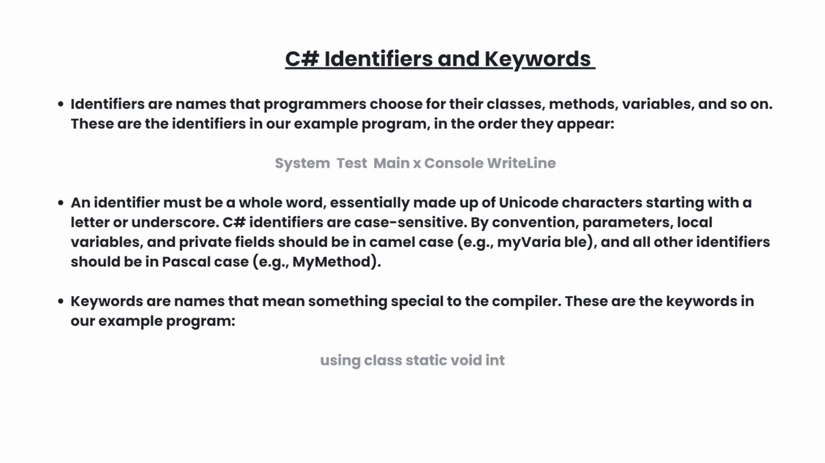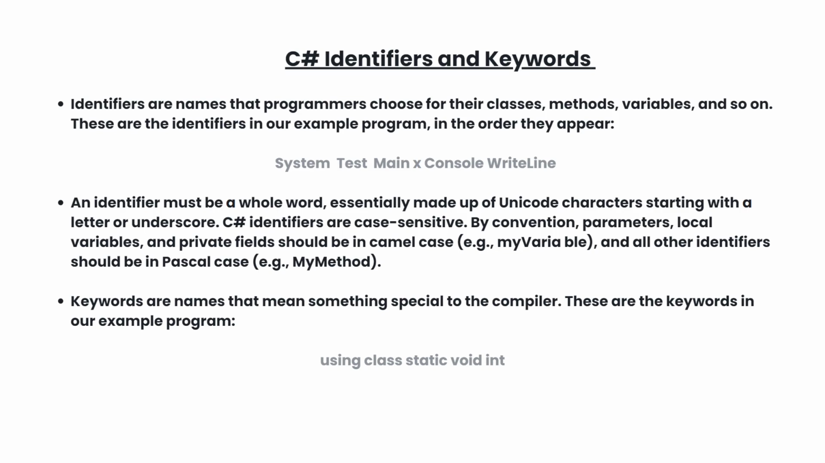Oh, hello students. Today we will learn about C# identifiers and keywords. Identifiers are the names that programmers choose for their classes, methods, variables, and so on. In our example program, we can see identifiers like System, Test, Main, Console, WriteLine, etc.